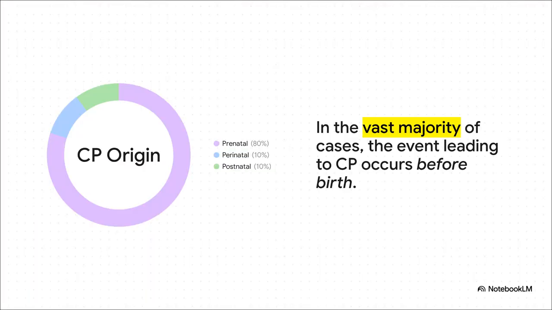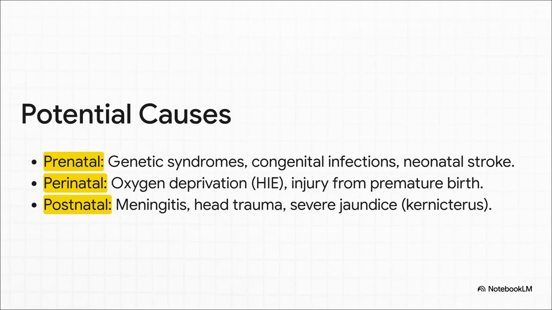Now, when we trace the origin, the timing reveals something that a lot of people just don't realize. In the vast majority of cases, we're talking about 80%, the event leading to CP happens before birth. Only about 10% happens around the time of birth, with the final 10% occurring after. And the potential causes within those timeframes are incredibly varied. Prenatally, it could be a genetic issue or an infection. Perinatally, it might be related to oxygen deprivation or the vulnerabilities of premature birth. And postnatally, something like meningitis or a head trauma could be the cause.